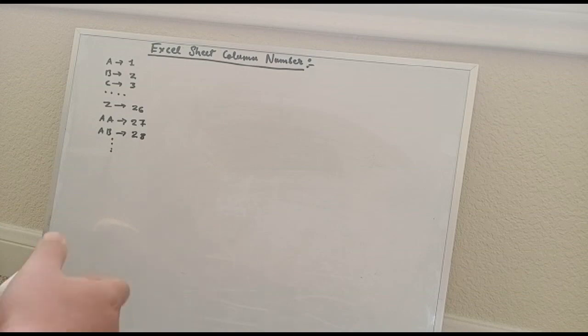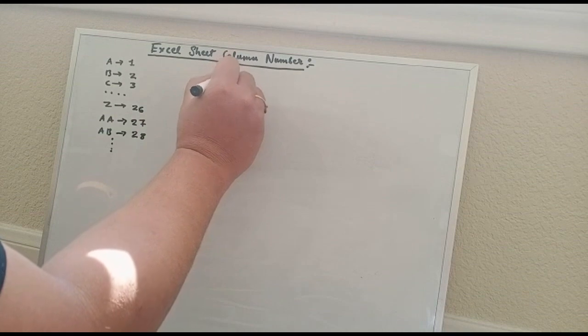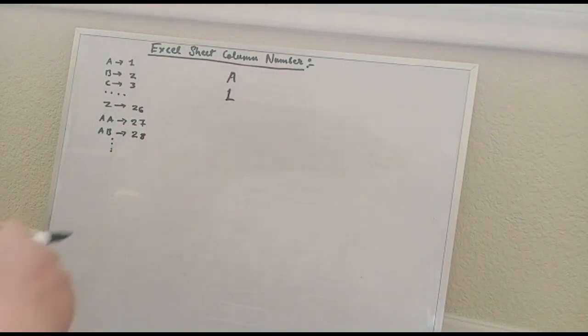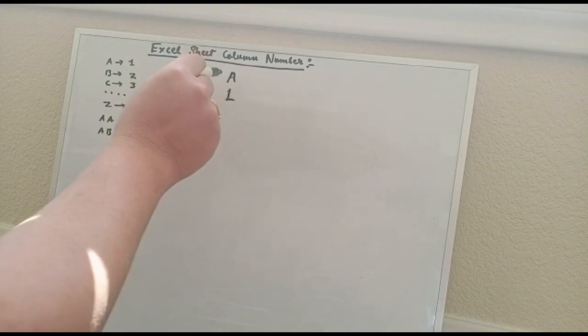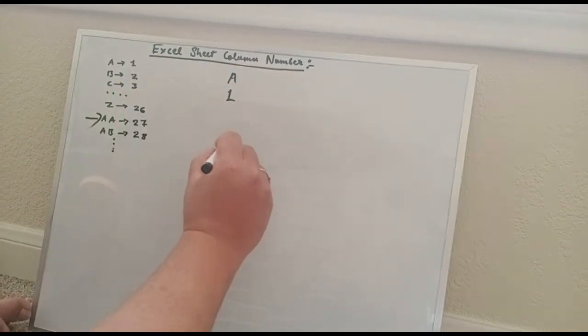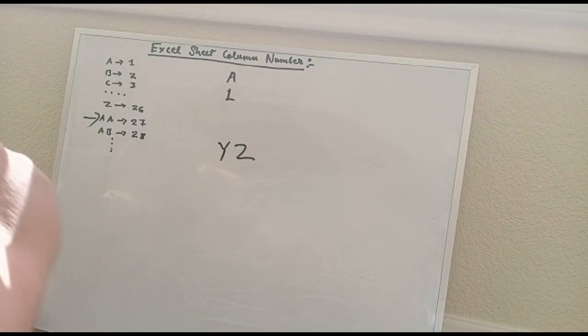So how will we solve this problem? If we are given A, then we should output 1. It's just simple. We should consider the ASCII character if we are given A only. But what if we are given AA? We will use hexadecimal. So let's say we have YZ. How will we solve this? We will use hexadecimal.